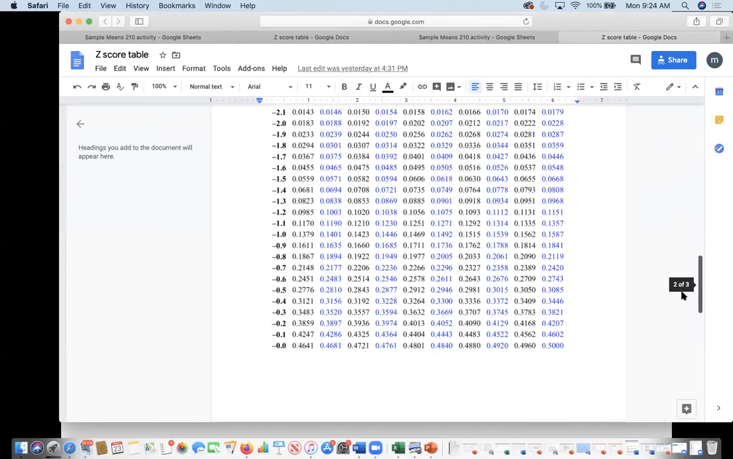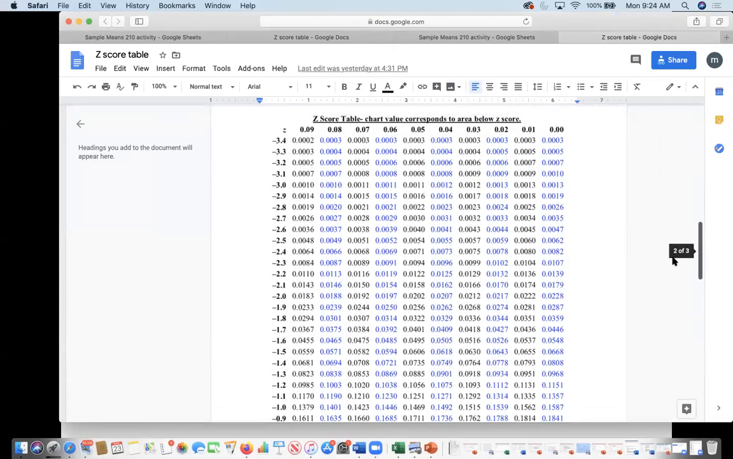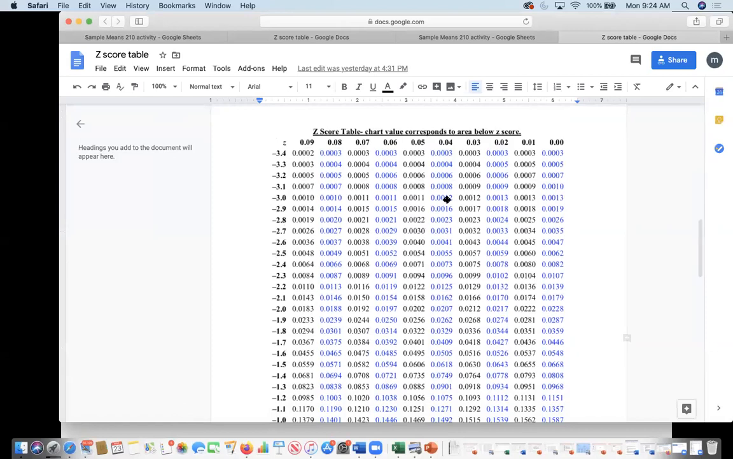But the really important elements of the Z table are these numbers right here. Shown along this side are the z-scores out to the 10th place, and shown along here are the 100th places of the z-score. What these numbers in the middle are showing is the amount of area to the left of a given z-score.